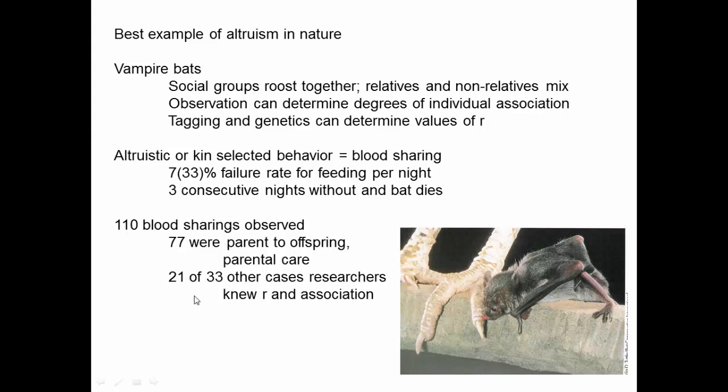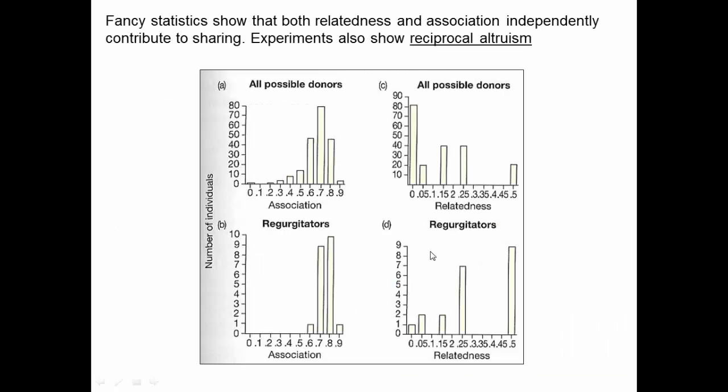So they were able to see whether bats were sharing in a way that is just kin selection, or maybe related to trading back and forth. So their data looks like this, and using fancy statistics, they were able to show that both relatedness and association independently contribute to sharing. So here's the data.